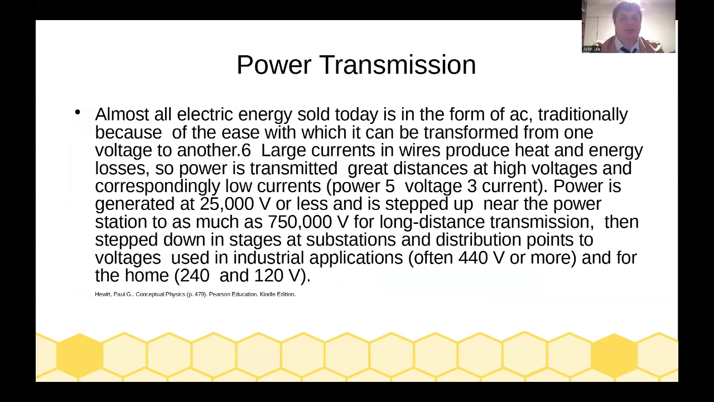Large currents in wires produce heat and energy losses, so power is transmitted great distances at high voltage and correspondingly low currents. Power is generated at 25,000 volts or less and is stepped up near the power station to as much as 750,000 volts for long distance transmission, then stepped down in stages at substations and distribution points to voltages used in industrial applications, often 440 volts or more, and for the home, 240 and 120 volts.